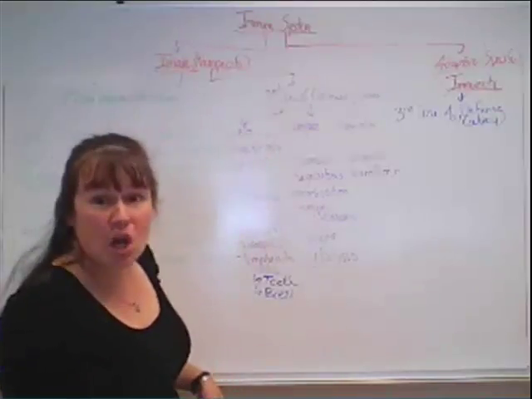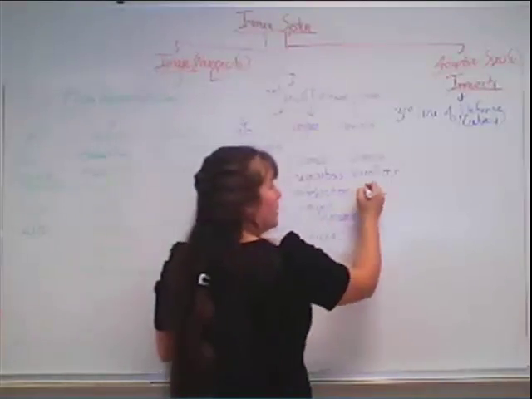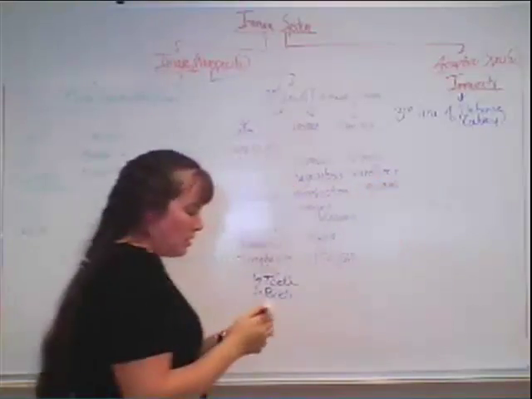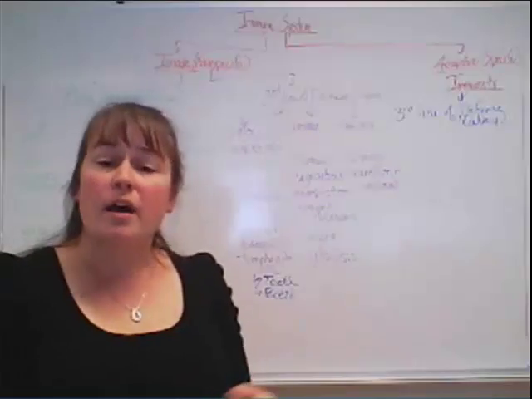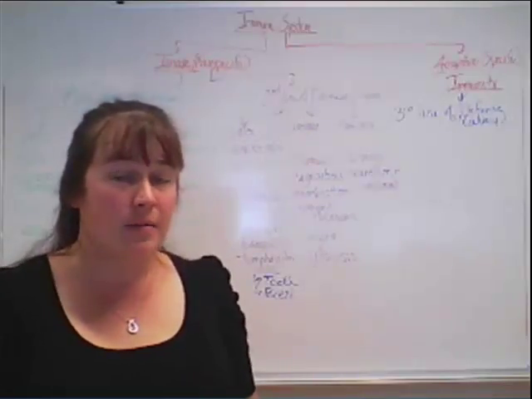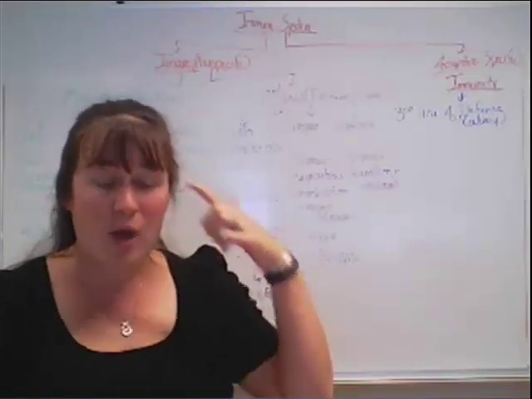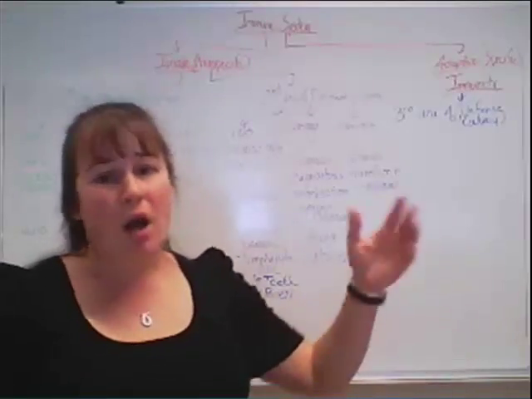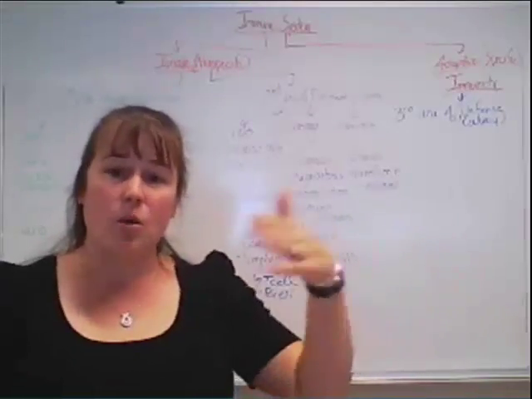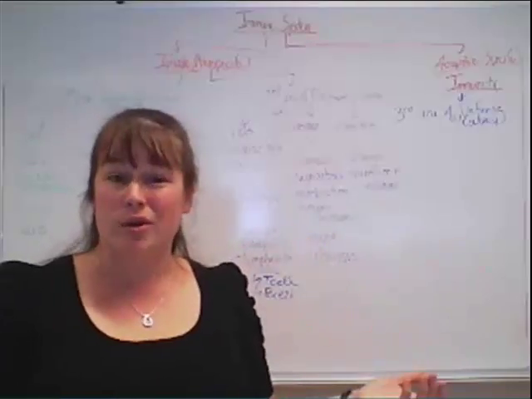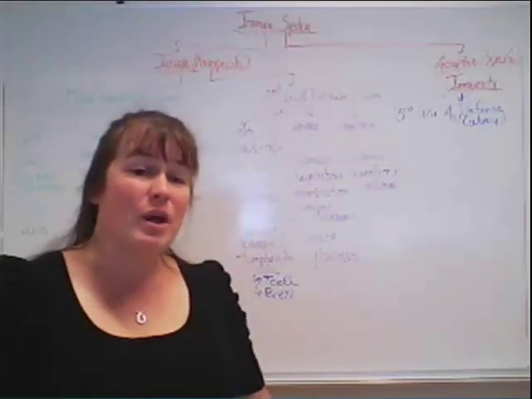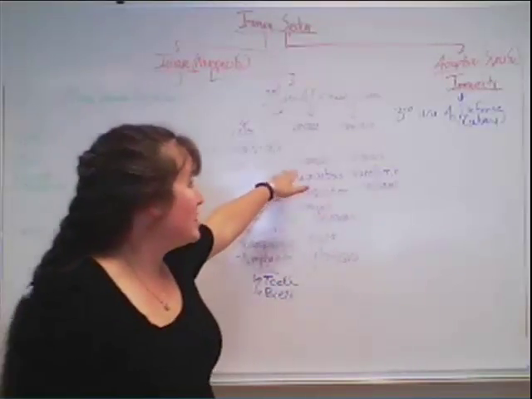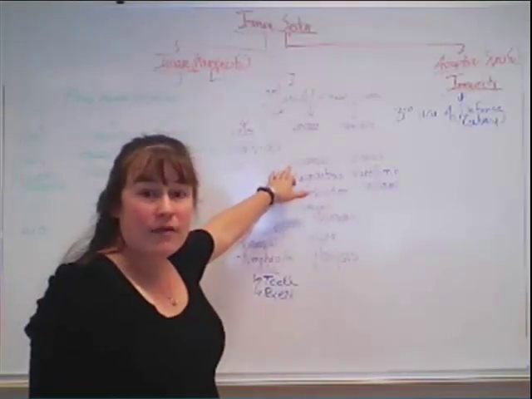I mentioned complement. So complement's going up here. Complement is one of 30 proteins. They were named in an incredibly ingenious way by the order they were identified. So we have complement 1, complement 2, complement 3, and so on until we hit 30, because that was the order they were identified. Complement is going to assist the immune system. It is going to cause some phagocytosis.